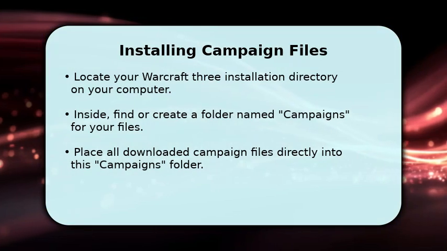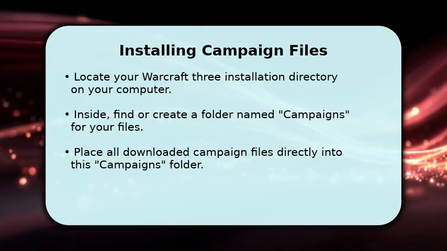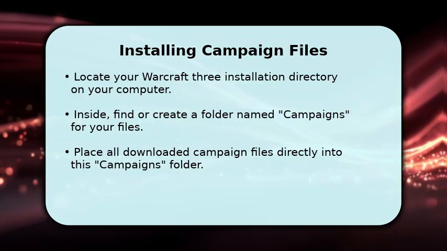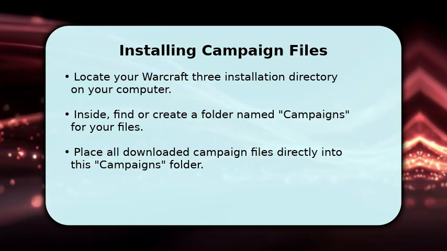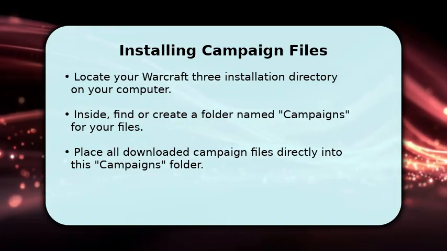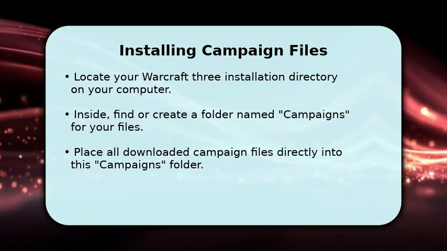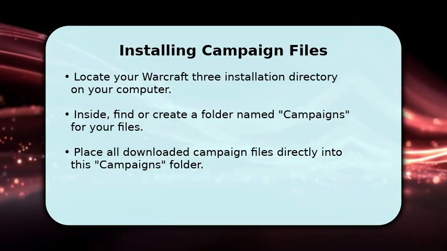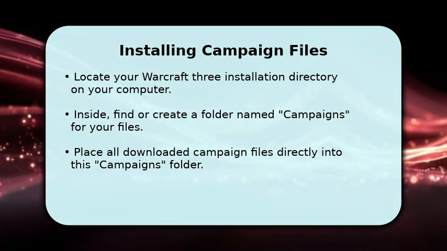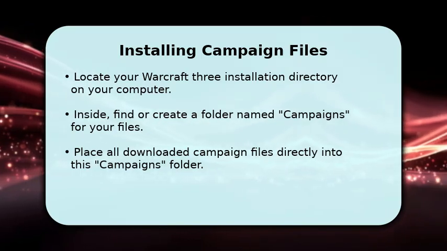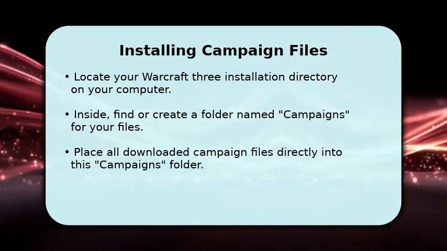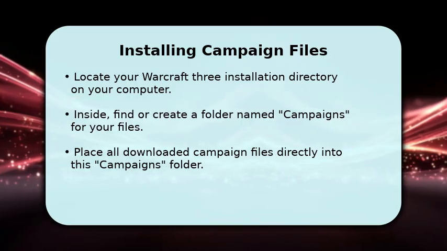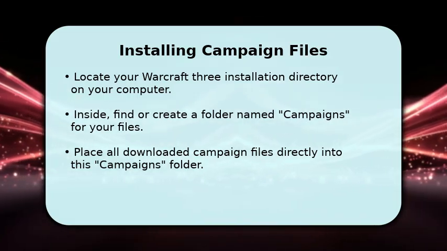Once you have your campaign files, the next step is installation. Navigate to your Warcraft 3 game directory, usually found in your program files. Within this main folder, you must locate or create a subfolder specifically named Campaigns. This folder is where all your custom campaign files, like the .w3n files, need to reside. Proper placement ensures the game can recognize and load them correctly.